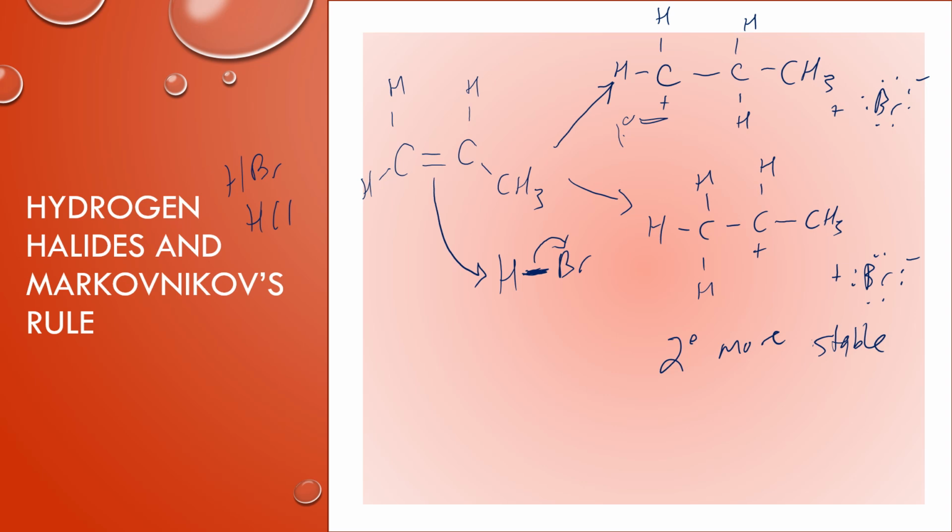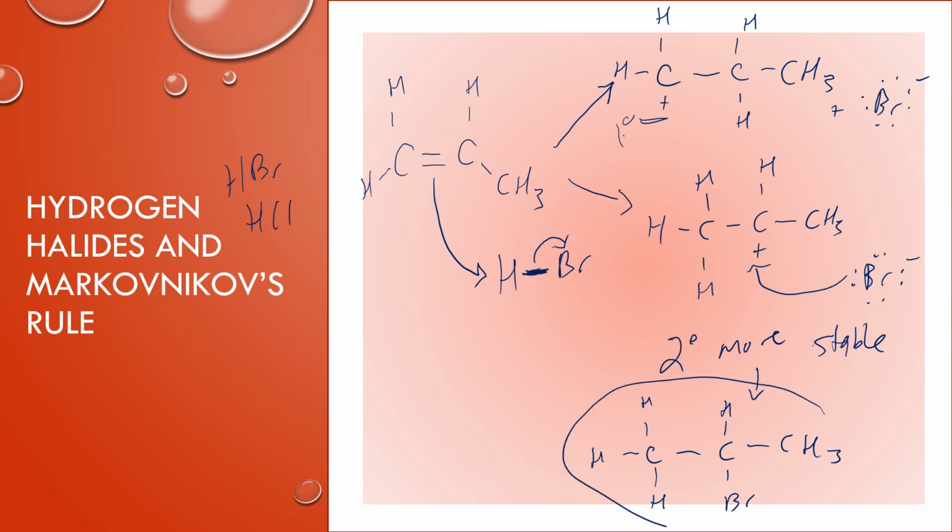Now from there, then the bromine could add and form a new bond there. So you will wind up with the major product having the bromine on the center carbon, which makes it a secondary halogenoalkane. So this is our major product with the bromine in the middle.